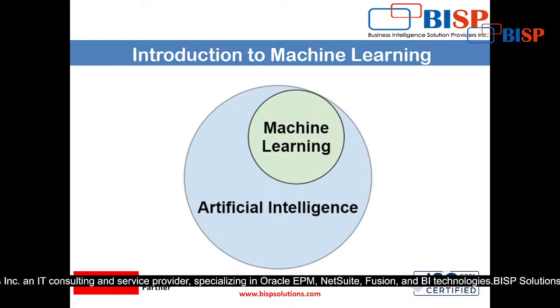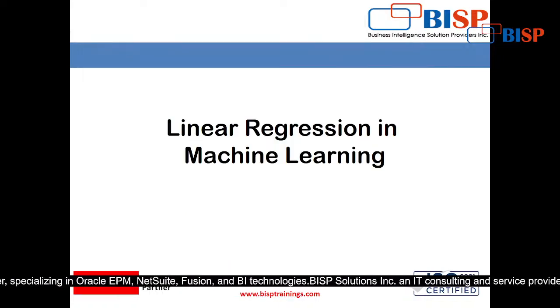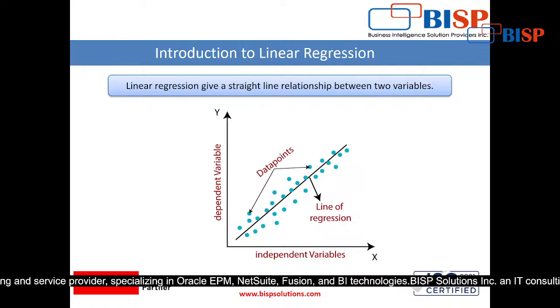Now see here, first I will explain the introduction to machine learning. Machine learning is a subset of artificial intelligence. That's it. In machine learning, linear regression is one technique. There are many techniques in machine learning, but here we are focusing on linear regression, and linear regression works on numerical data. We have to provide numerical data. Why I am saying this, you will come to know within a few minutes, right? So now, introduction to linear regression.